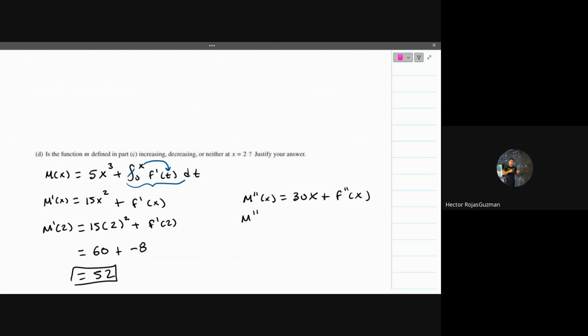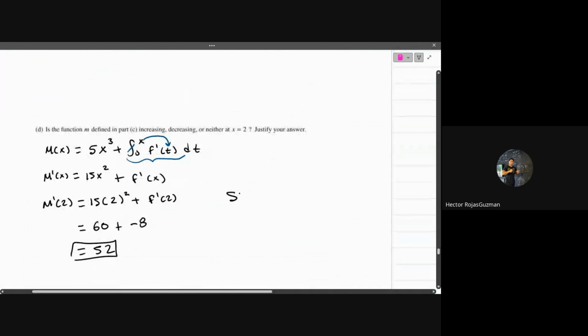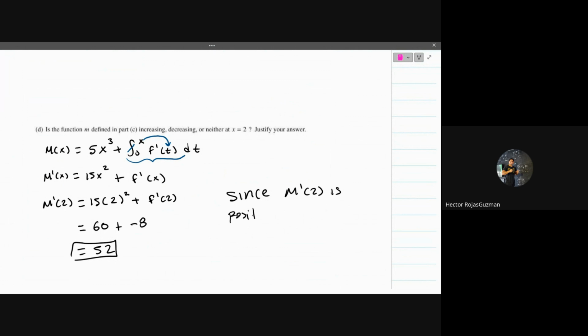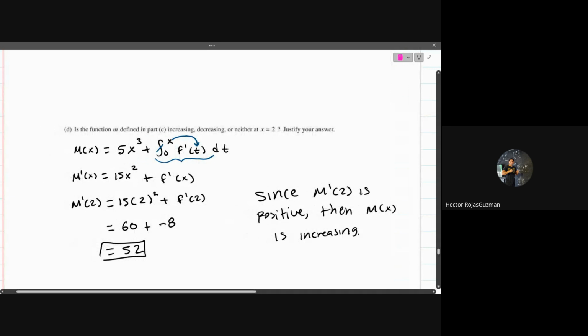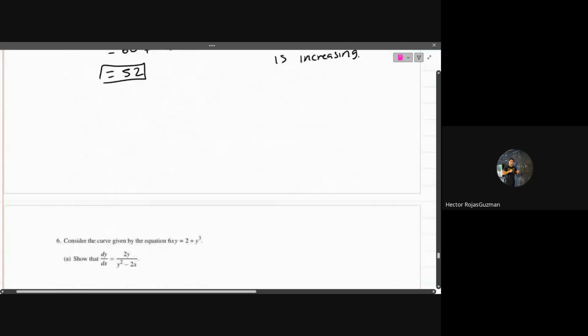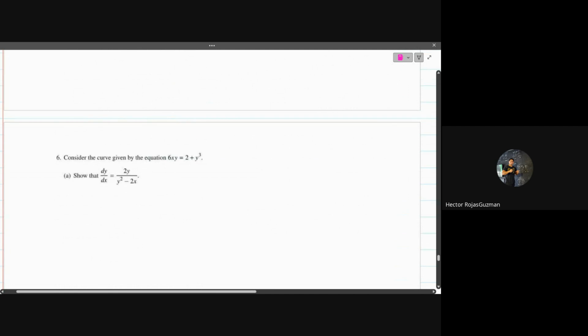Oh, wait a moment. I don't think I have enough information for this. A second derivative of f on my table. Nope, I don't have it. So I guess this part, never mind. We don't need it. So since m prime of 2 is positive, then that means that m of x is increasing. Okay. And that's the end of question 5. All right, one more question to go.